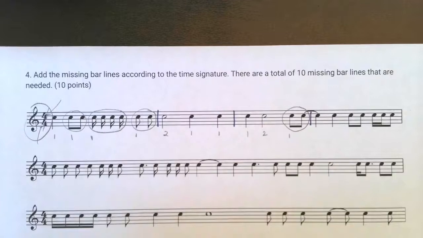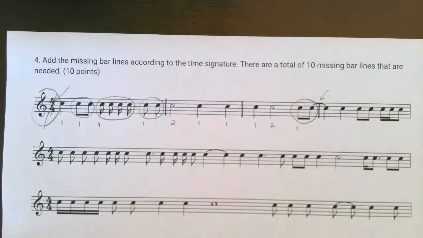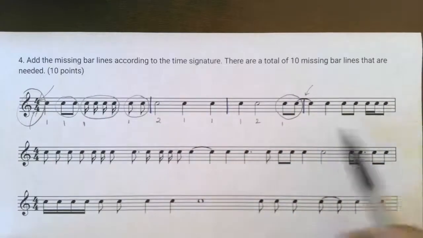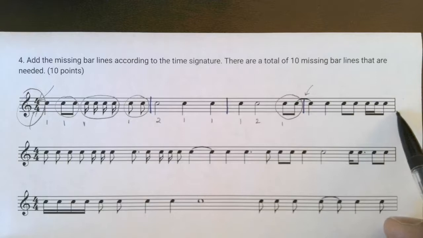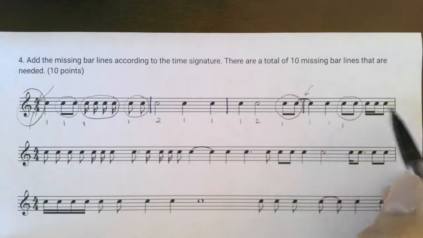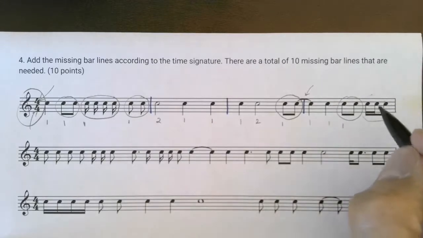Even though this is tied, that doesn't matter because ties can go across bar lines. So don't let that throw you if you see that. Okay, and then I have one more bar here that's already completed with the printed bar line. So this is 1, 1. This is also 1 quarter note. This, if it looks confusing, don't let it throw you.